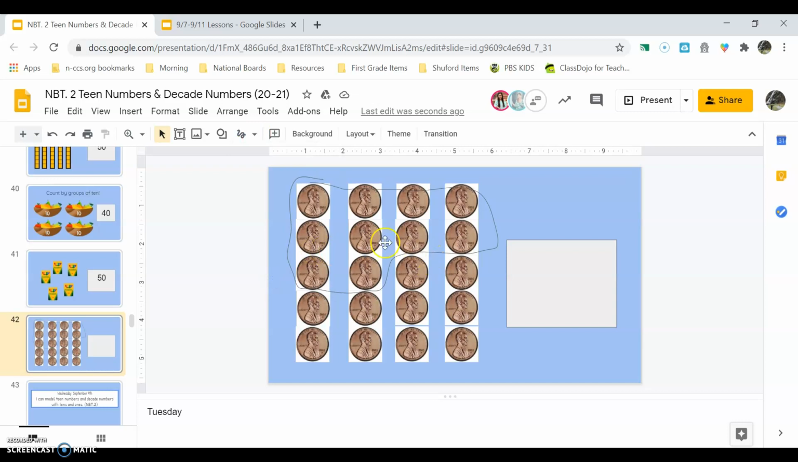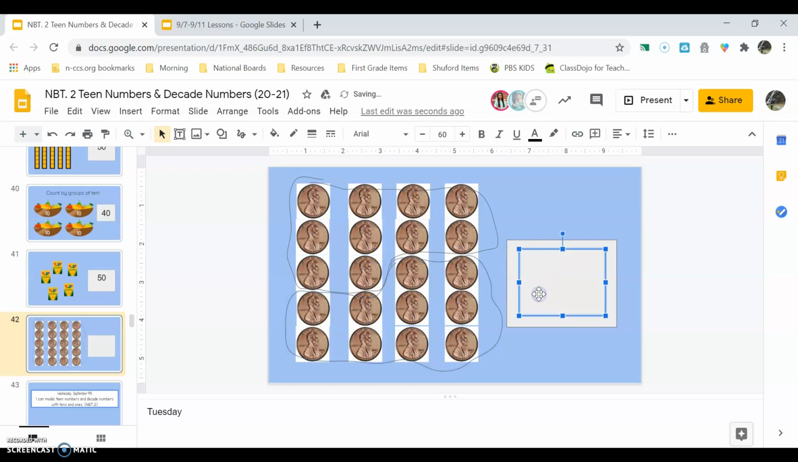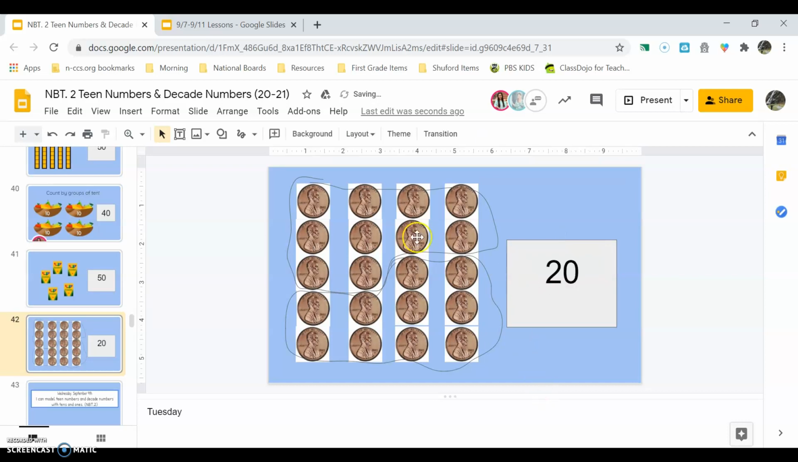So let's go 10. And when I get to a decade number, I can stop and count. So 10, 11, 12, 13, 14, 15, 16, 17, 18, 19, 20. So I circle this second group of 10s. Now, how many groups do I have circled? I have 2 groups circled. How many do I have left over? 0. And if I count it, I could go 10, 20. So in total, we have 20 pennies.